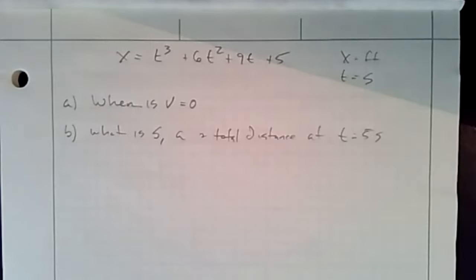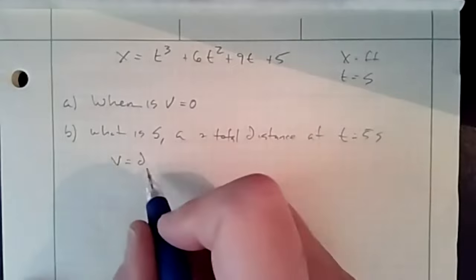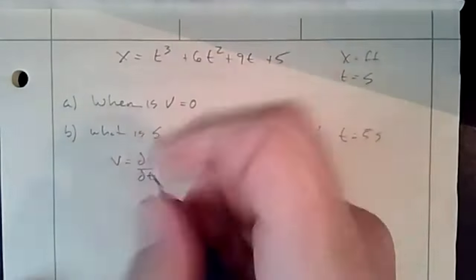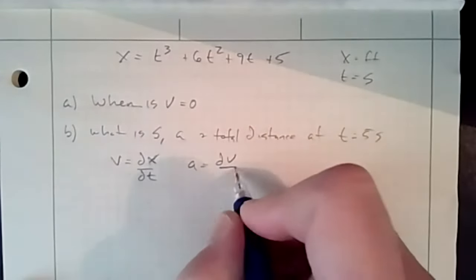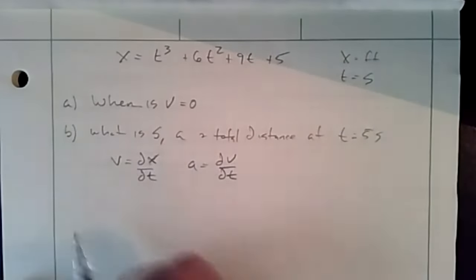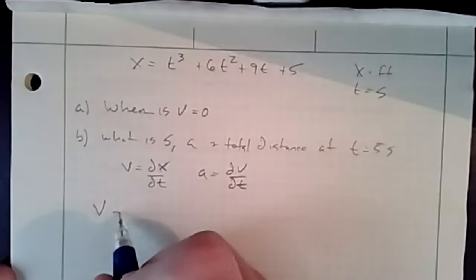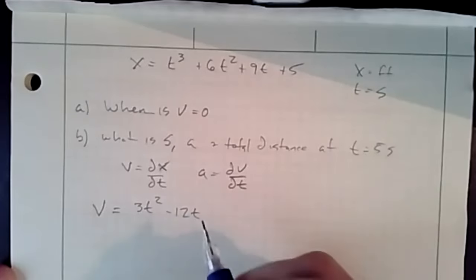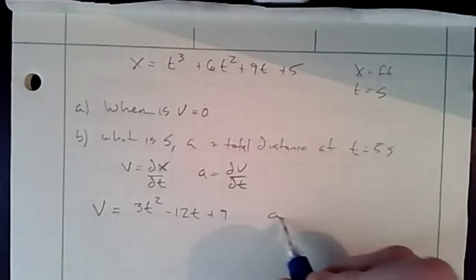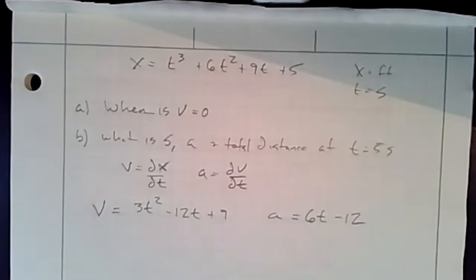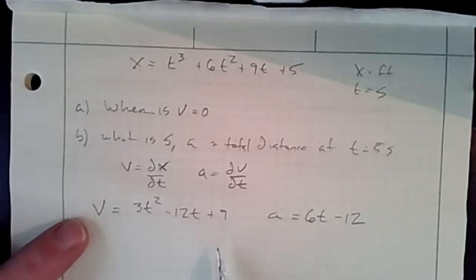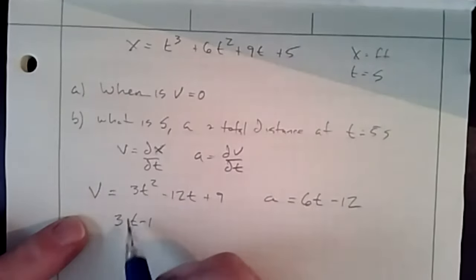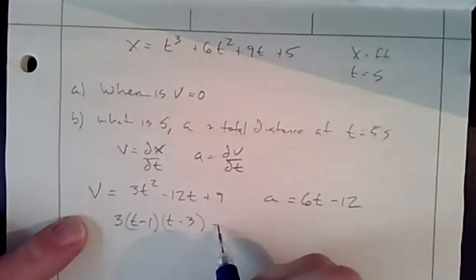We know that v equals dx/dt, and of course, acceleration is equal to dv/dt. So if we take dx/dt of the position, we get v equals 3t squared minus 12t plus 9. And we get acceleration is equal to 6t minus 12. For velocity, notice that we can factor this. And if we do, we get 3 times (t minus 1) times (t minus 3) equals 0.